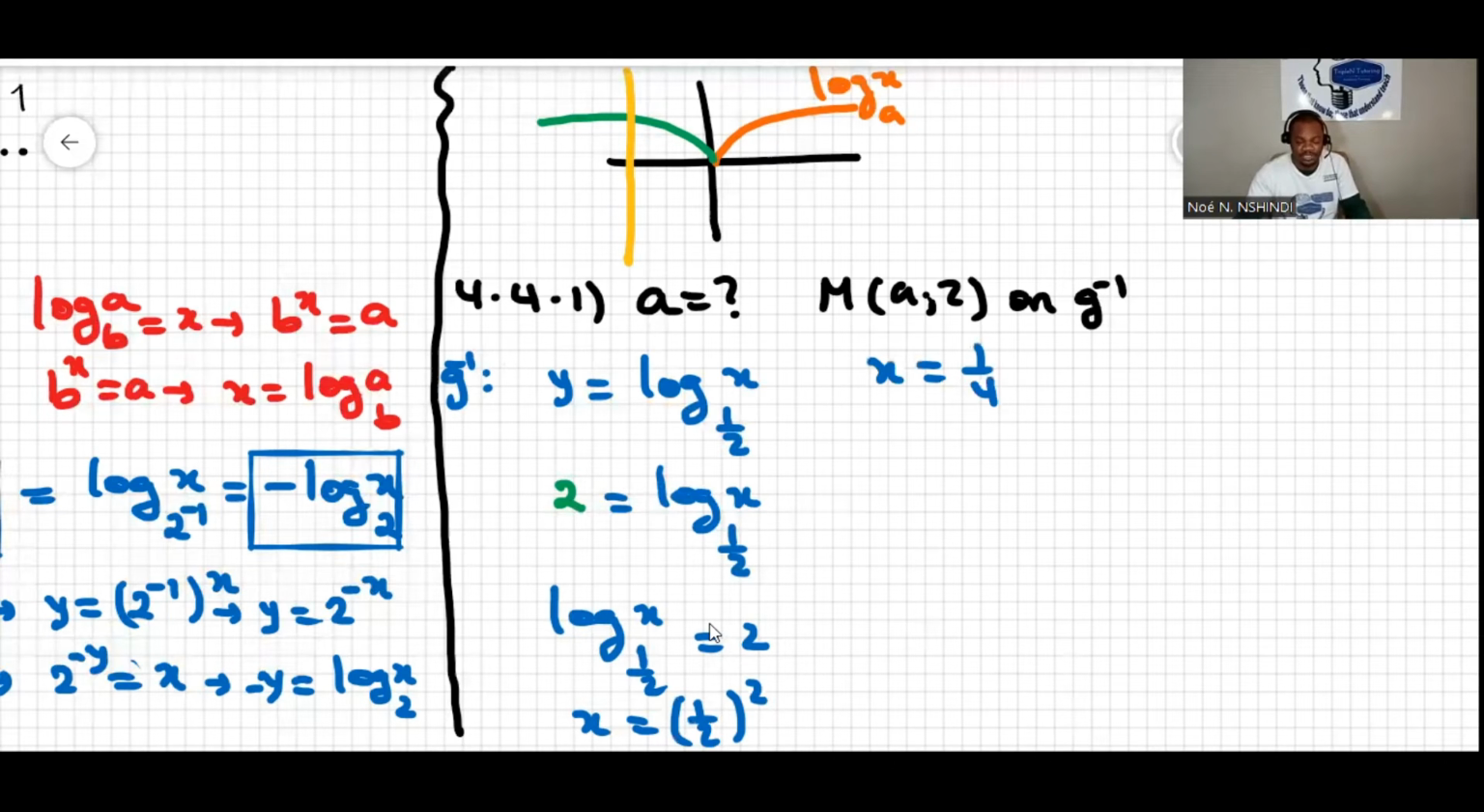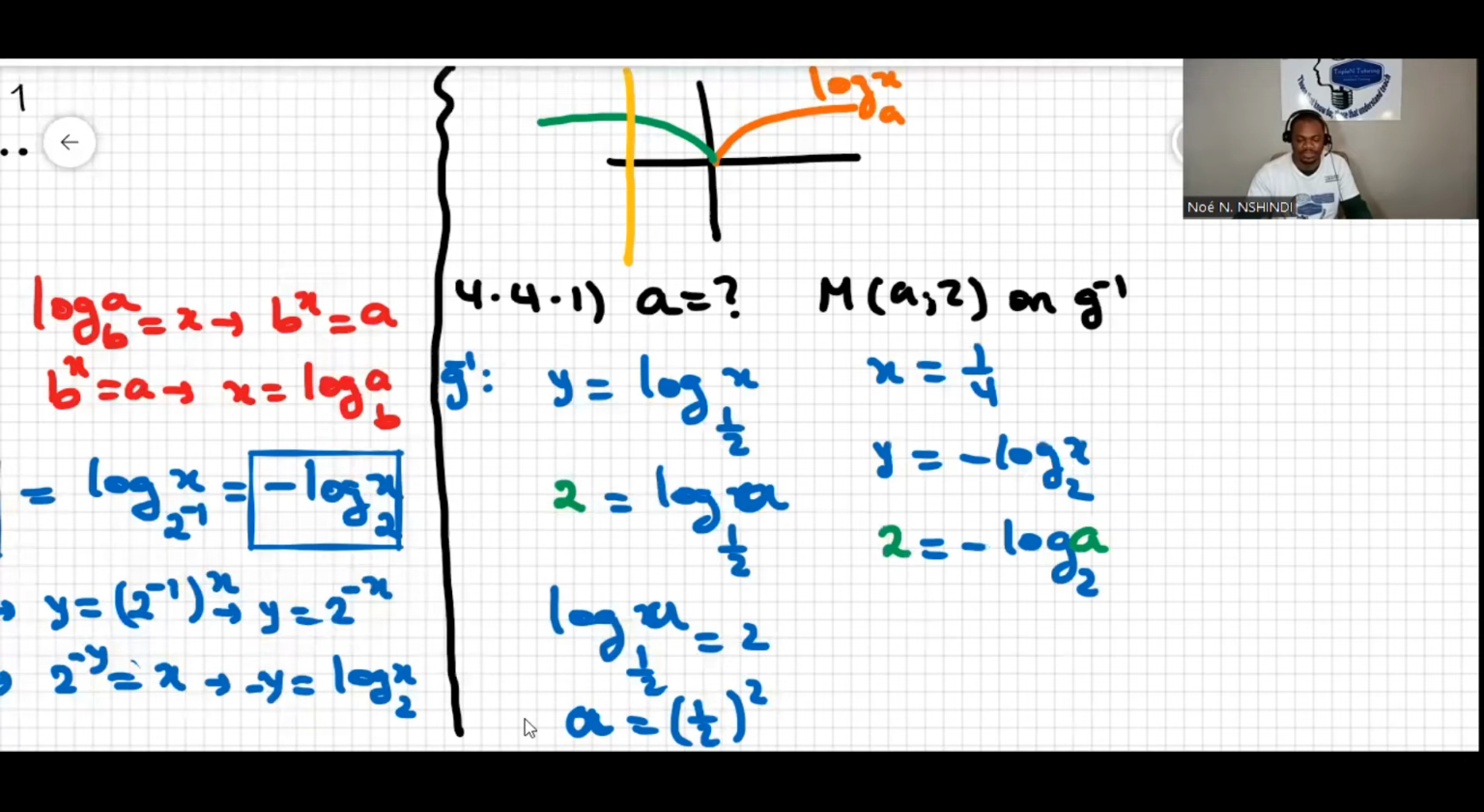Or if I use the other formula rows, like y equal to negative log of x base 2. Okay, we sub in the coordinate of M2. And then, when we sub in the coordinate, that was A, right? I meant to write A here. A, okay. 2 equal to negative log of A base 2.